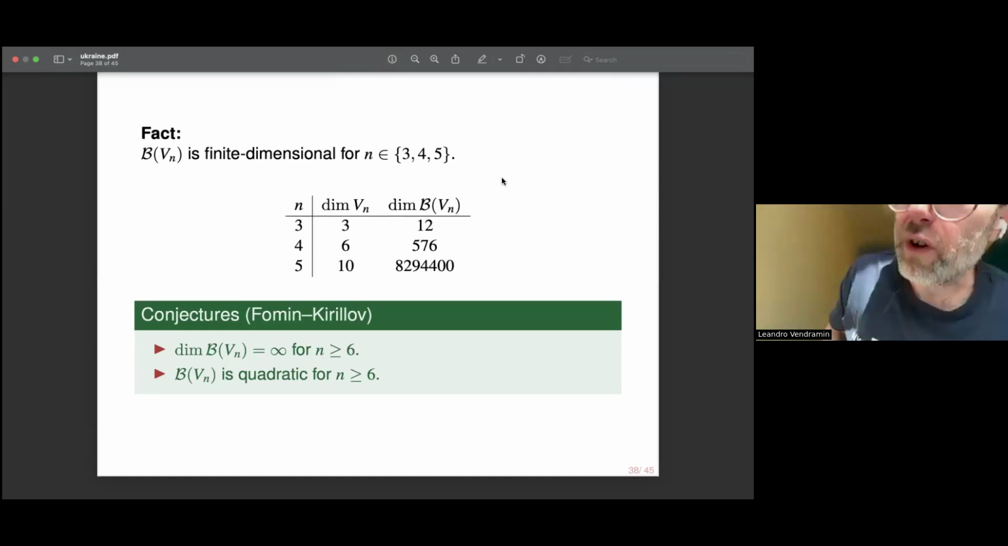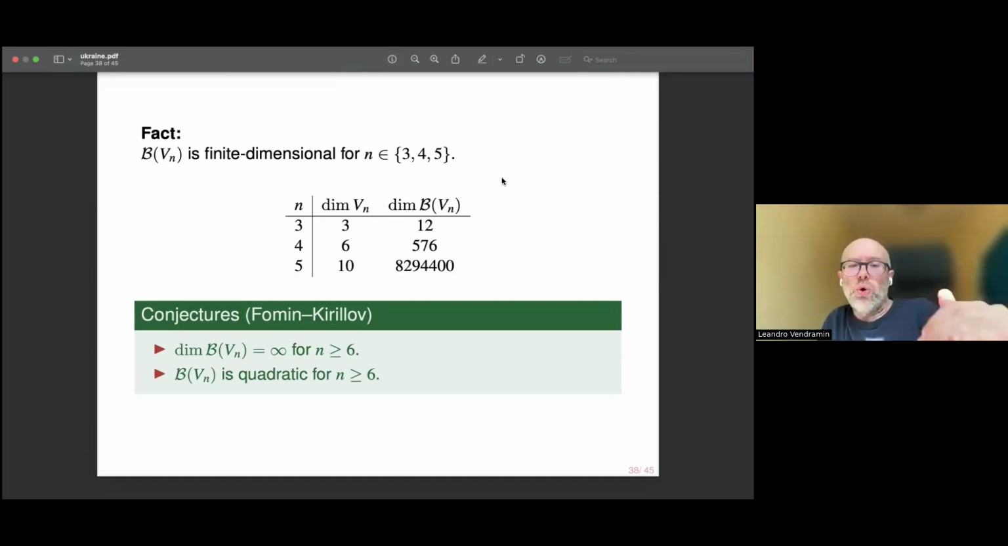This is quite old, from the 90s. The first two cases were done independently by Fomin and Kirillov doing Schubert calculus, and by Milinski and Schneider doing Hopf algebras.